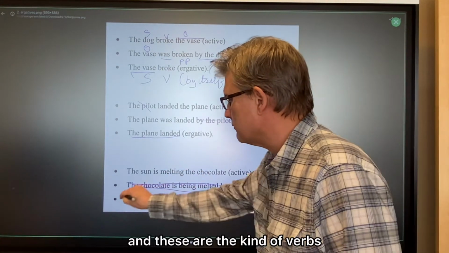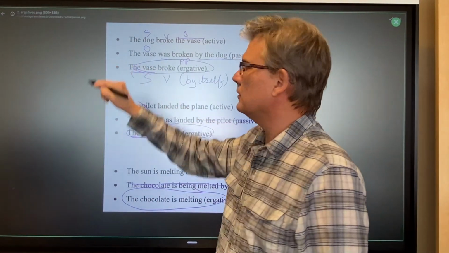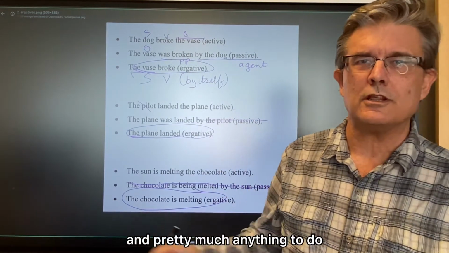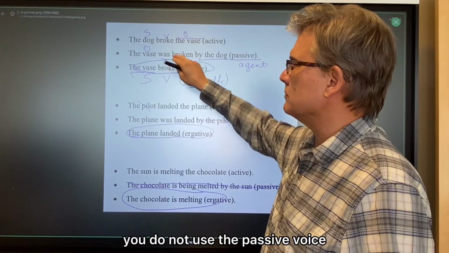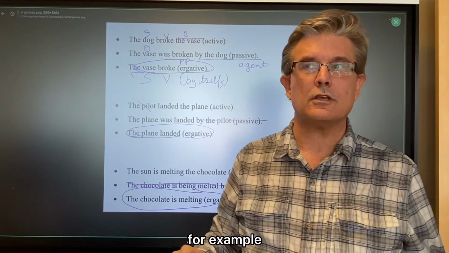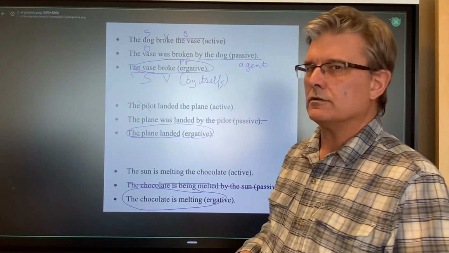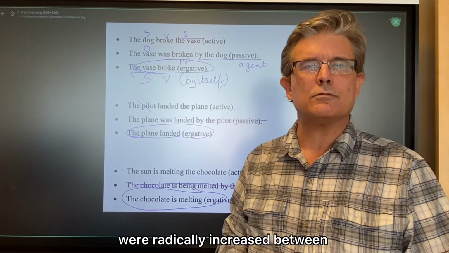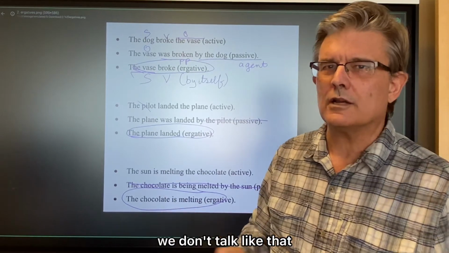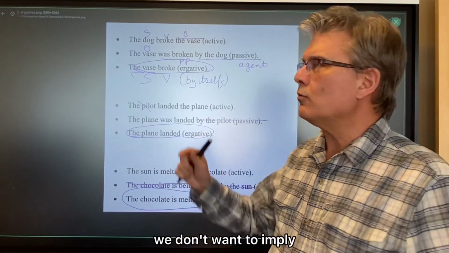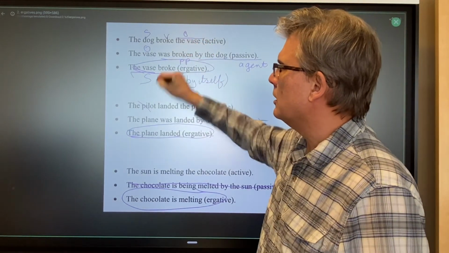And these are the kind of verbs that you have to use when you're describing line graphs, and pretty much anything to do with the IELTS Writing 1 assignment. You do not use the passive voice. You do not say, for example, the births in New Zealand were radically increased between 1939 and 1960. We don't talk like that. We don't want to use that. We don't want to imply that a human agent was involved with this. So we just use ergative verbs.